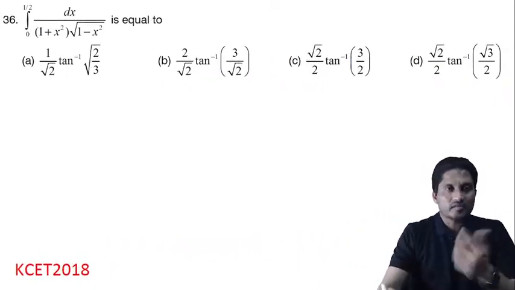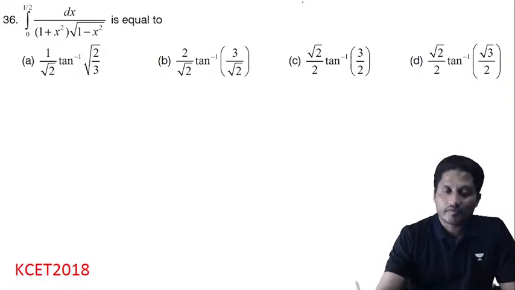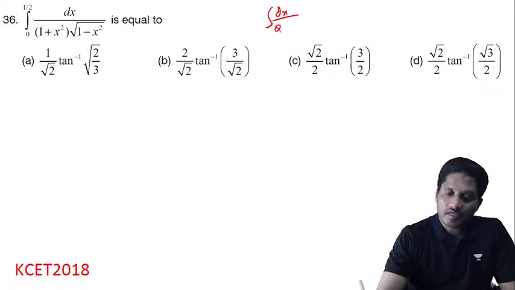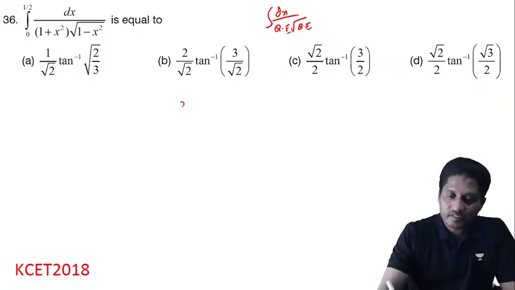Okay, now this question is again a good question, a challenging problem. Whenever you have integration of dx divided by quadratic into root of quadratic, that is pure quadratic only. 1 plus x square is pure quadratic, 1 minus x square is pure. You have to put x is equal to 1 by t.